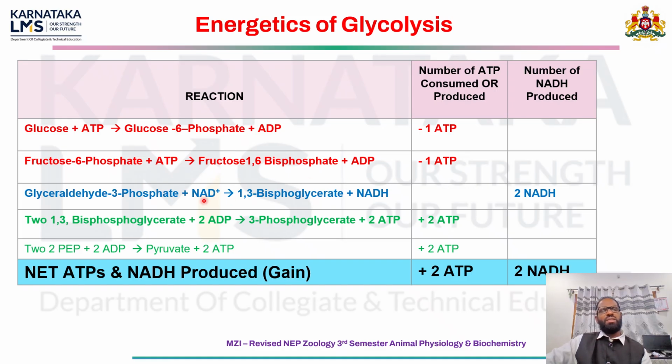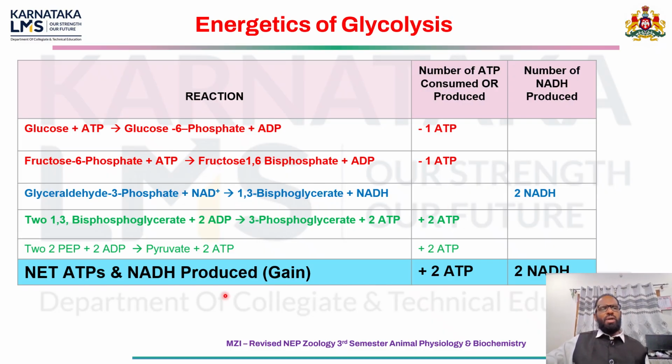Now, in the payoff phase, the first benefit is that glyceraldehyde 3-phosphate is responsible for a dehydrogenation reaction, and that is responsible for the transfer of hydrogen to NAD plus, and that's why NAD plus will convert into NADH. Whatever these NADH are, they are going to be used in the future for the generation of ATP if it undergoes oxidative phosphorylation. That's why there is a gain of 2 NADH molecules.